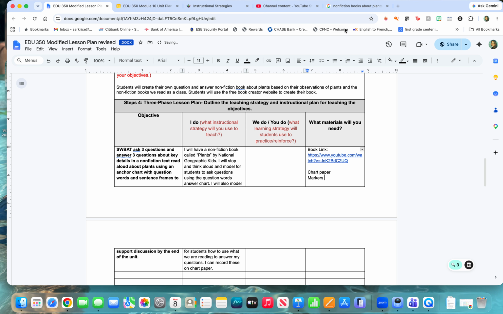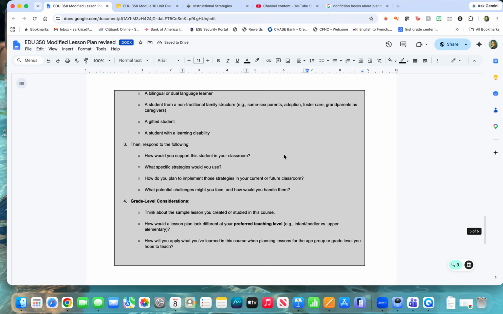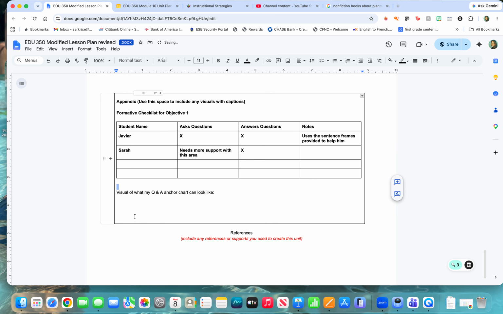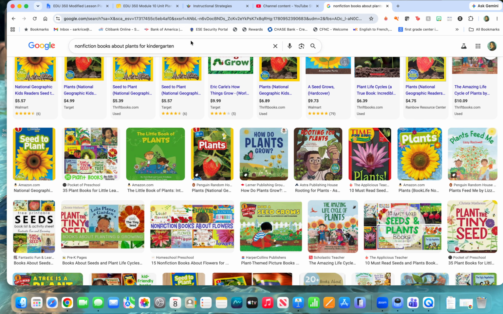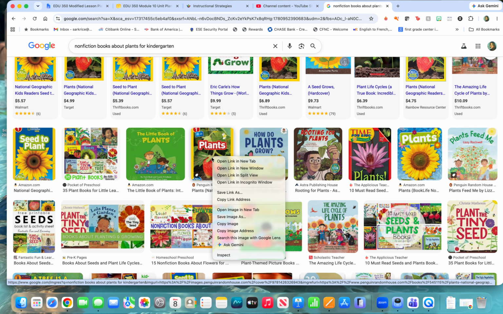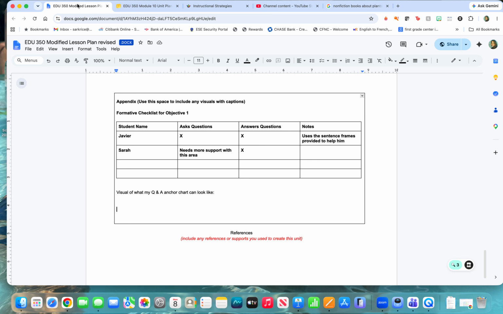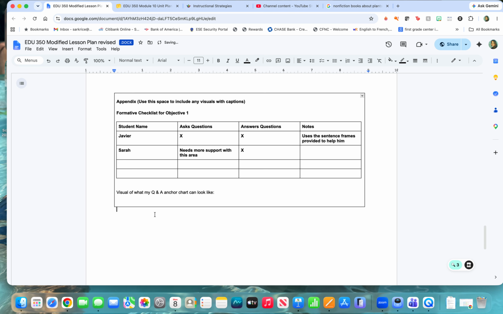And then maybe I could even include in my appendix a visual of what my Q&A anchor chart can look like. Maybe I can use a table to draw it. I can find a picture here if I want. I can copy and paste this picture here, showing the book that I would use.